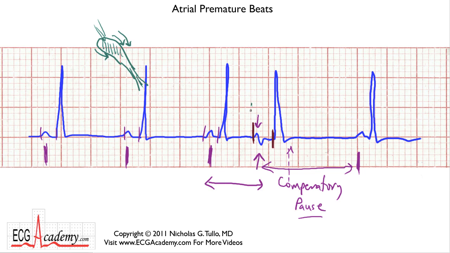You can even see first-degree AV block with some PACs, and if this beat occurs early enough, it may not even be able to get through the AV node at all. We'll cover that in the last video in this section.